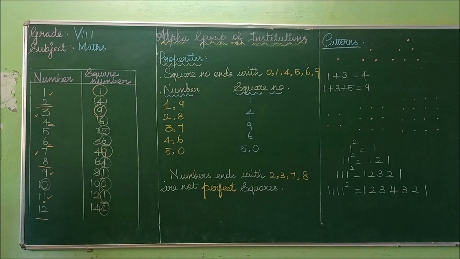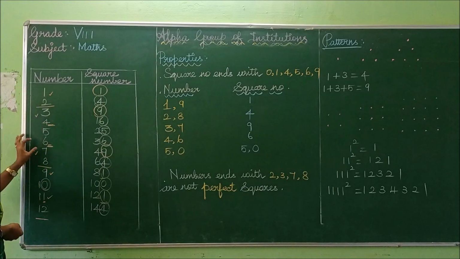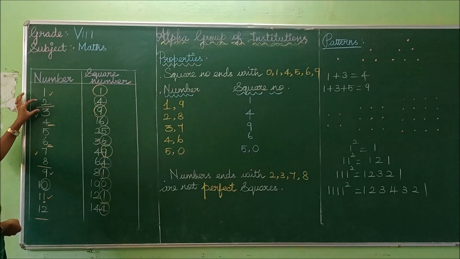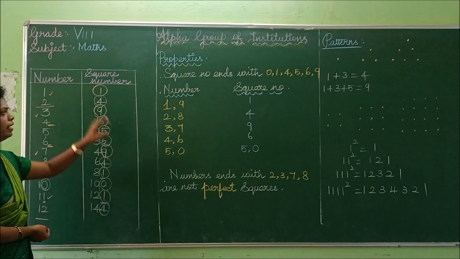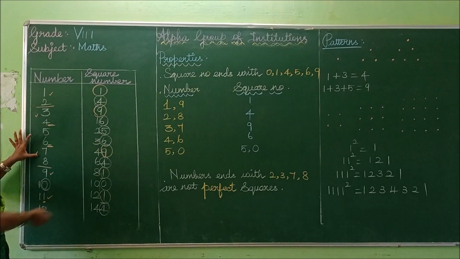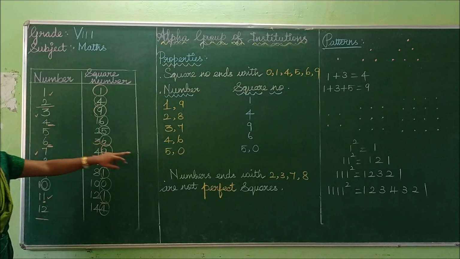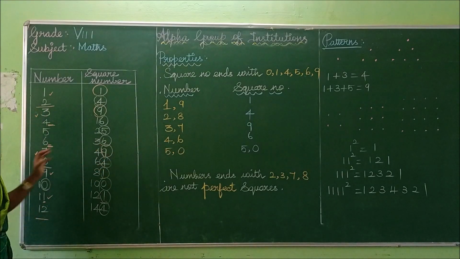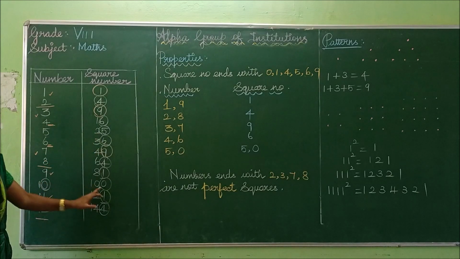So you can easily say the fact without calculating. Likewise, using this property you can say: if the number ends with 1 and 9, the square number will end with 1. If your number is 2 and 8, the square number ends with 4. If your number is 3 and 7, the square number ends with 9. If it is 4 and 6, the square number ends with 6. 5 means 5 and 0 means 0.